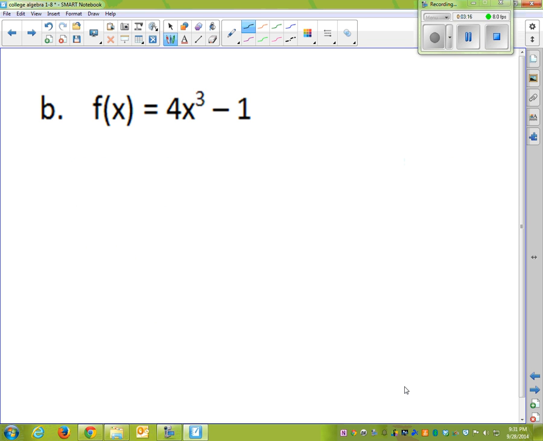You have a cubic function. So I want you guys to go ahead and set it up. This is y equals 4x cubed minus 1. Switch your x and your y, and then solve for y. Go ahead and push pause while you work through the problem, and then resume play to see how you did.